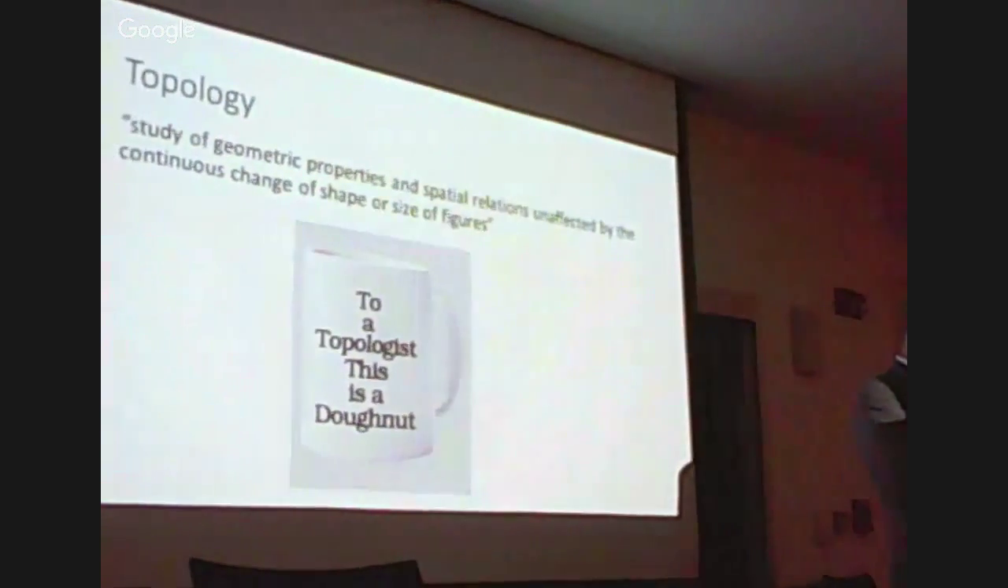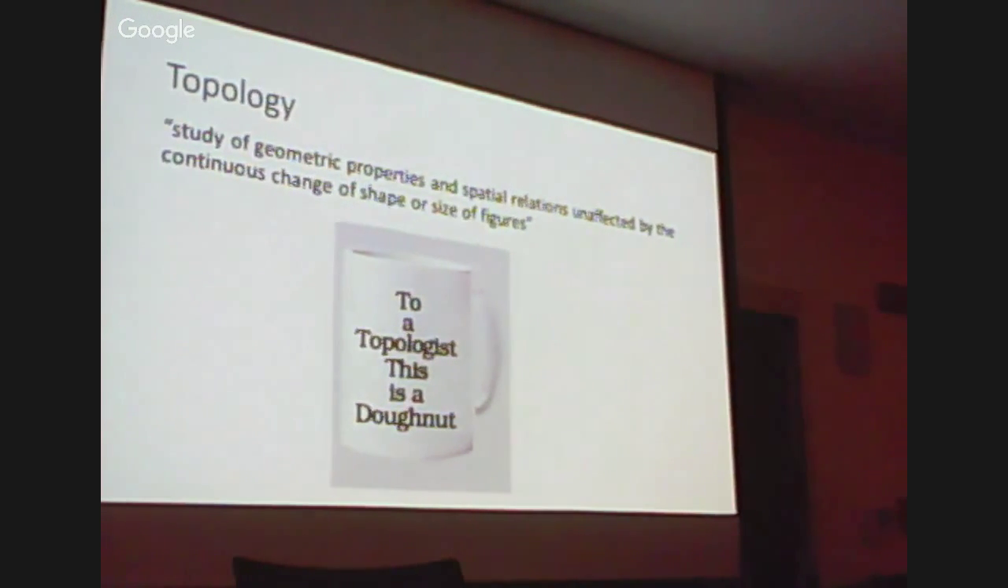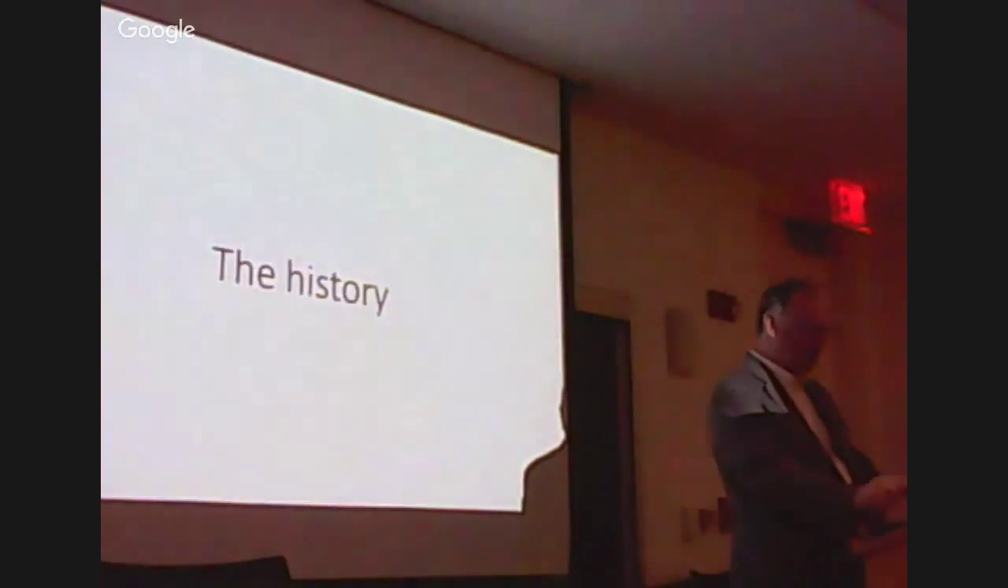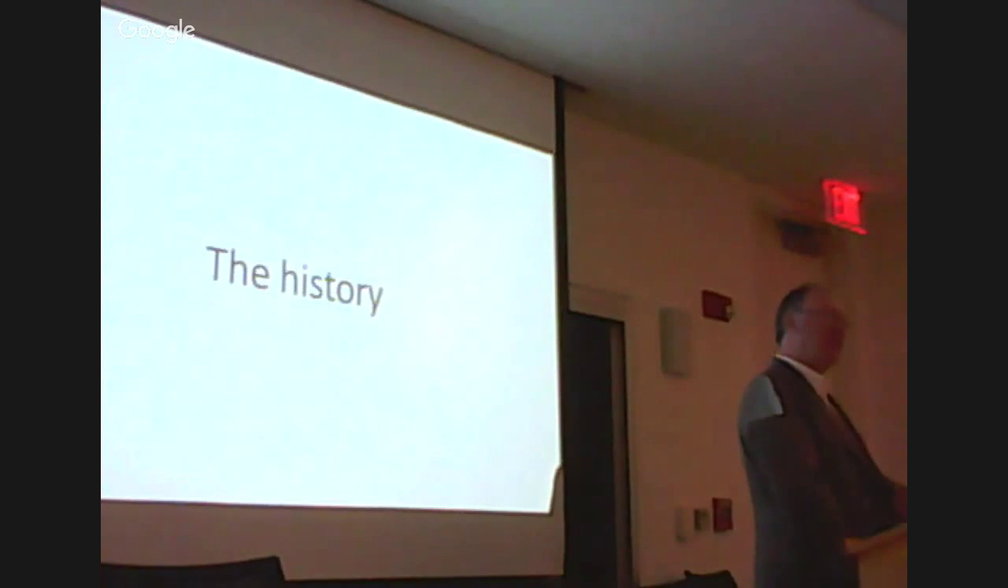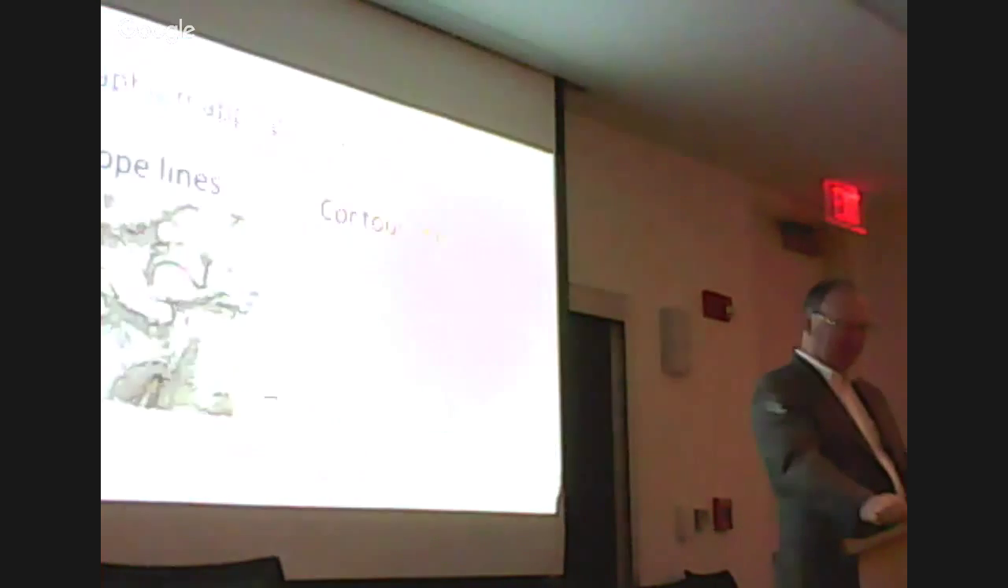And of course, topology is the study of geometric properties and spatial relations unaffected by the continuous change of shape or size of figures. And the joke is that to a topologist, a coffee cup and a donut are exactly the same thing. So a topologist is somebody that can't tell the difference between their cup of coffee and a donut. So I'm going to give the long history here.